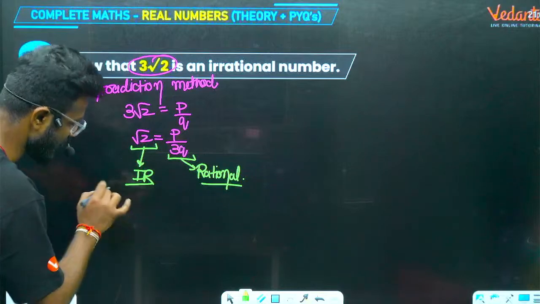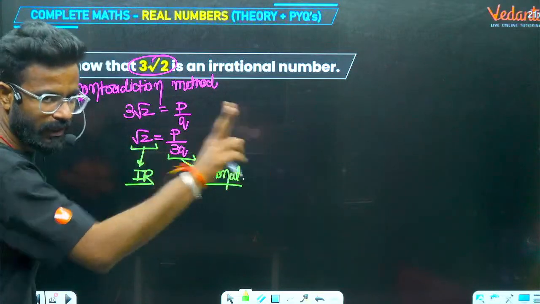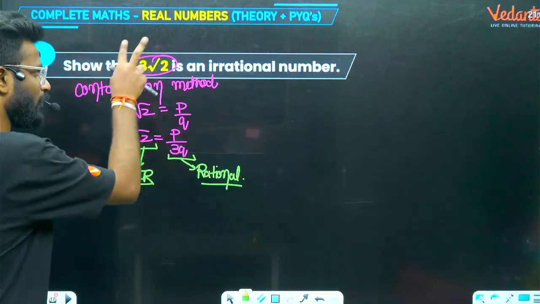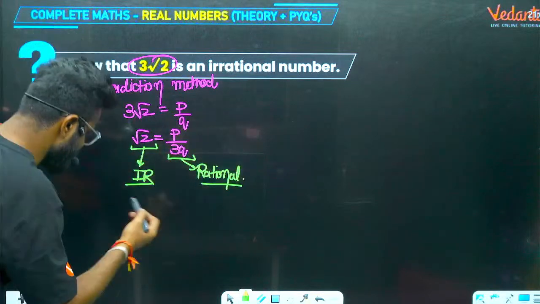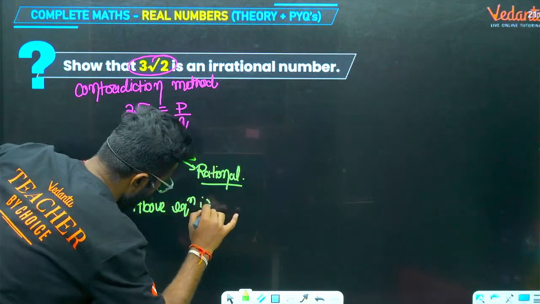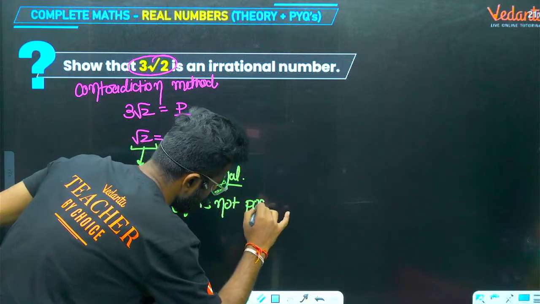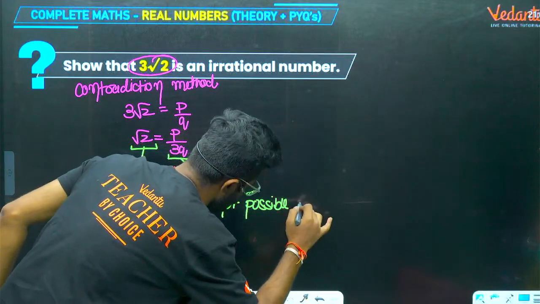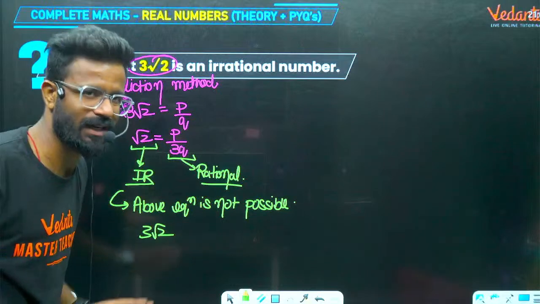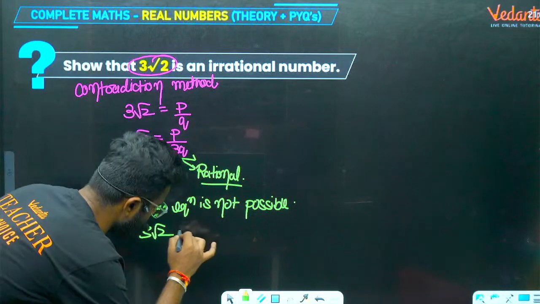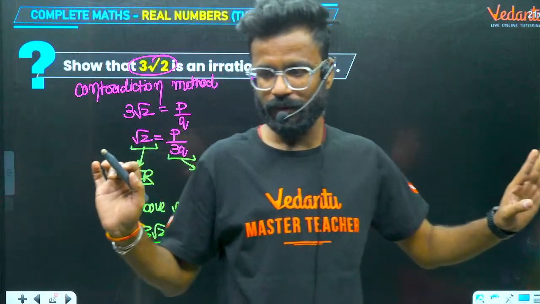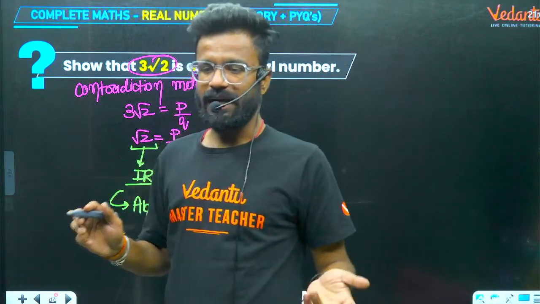Sir, an irrational number is never equal to a rational number. Simple. If an irrational number is not equal to a rational number, then obviously 3 root 2 is an irrational number. Simple. Here we have to write the above equation is not possible. Okay? So hence this contradicts the fact that 3 root 2 is a rational number. Simple. We cannot write 3 root 2 as a rational number.